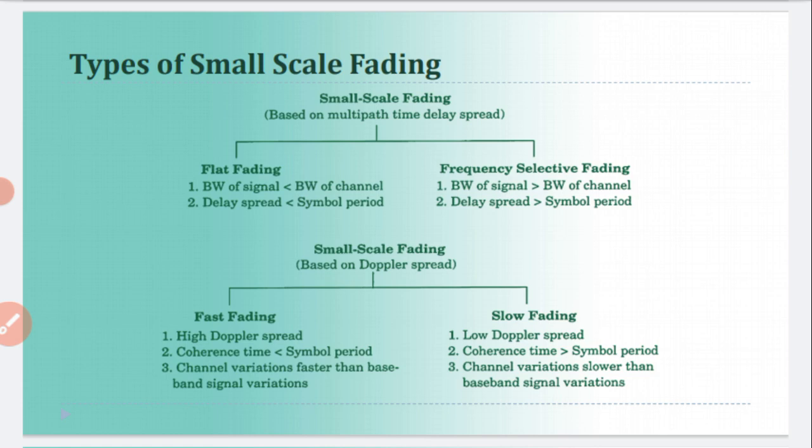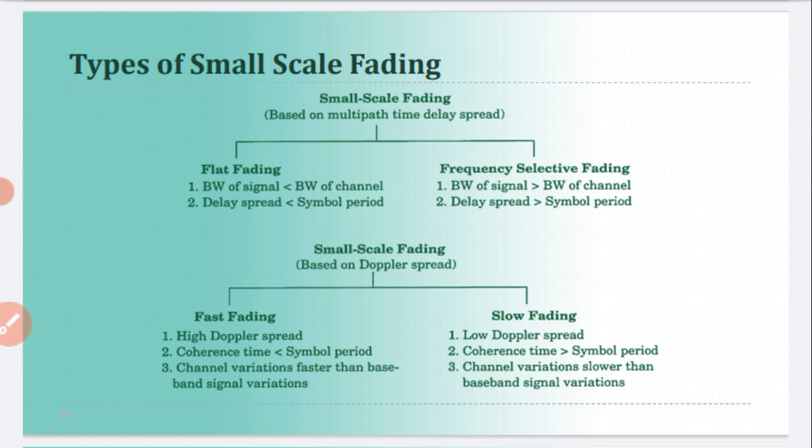So this flat fading has a very low effect on the signal. There will be no such signal interference. So what about the case of frequency selective fading? There will be many problems in frequency selective fading, since the bandwidth of the signal is greater than the bandwidth of the channel. Also, there will be some delay spread which is greater than the symbol period.